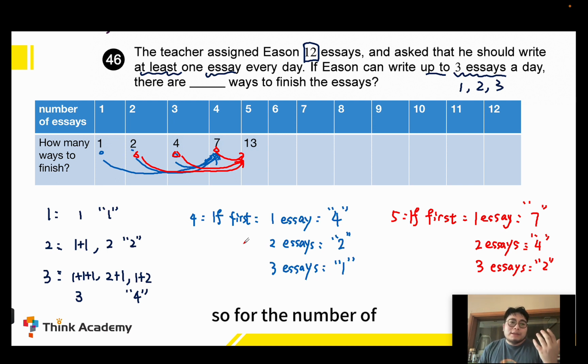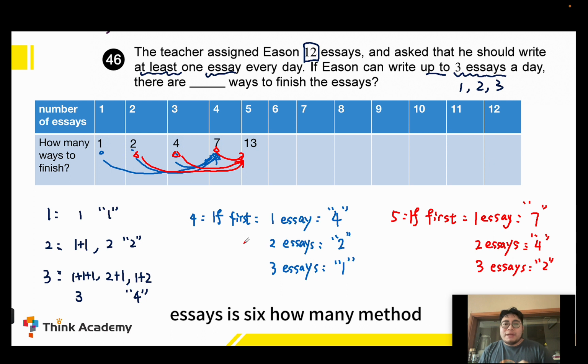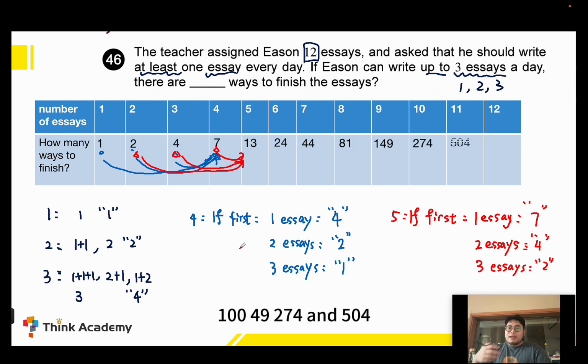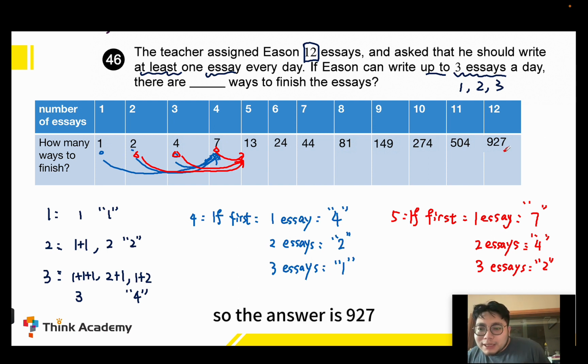So for the number of essays is 6, how many methods? Yeah, we have 4 plus 7 plus 13. It will be 24 different ways. So for 7, you need to add 7 plus 13 plus 24, which is 44. After that, you can find all the numbers: 81, 149, 274, and 504. At last, for 12 essays, we have 927 ways to finish it. So the answer is 927.